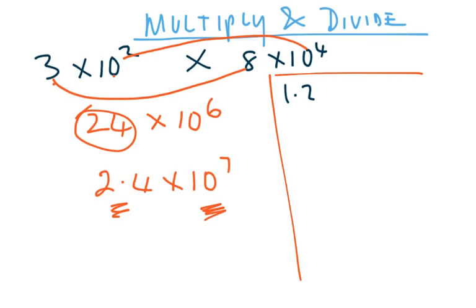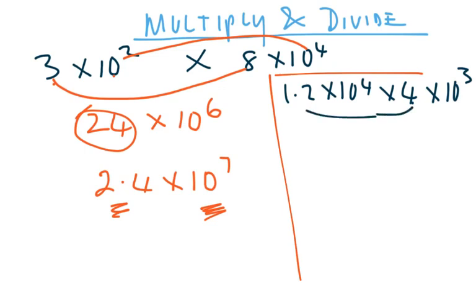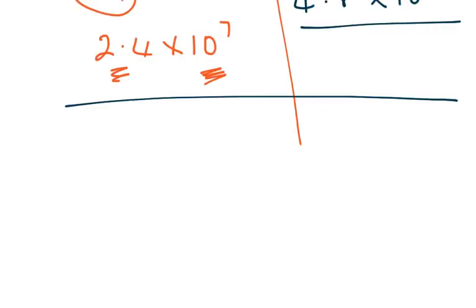Okay, let's do another example. We'll say 1.2 multiplied by 10 to the power of 4 times 4 multiplied by 10 to the power of 3. So it's 4 multiplied by 1.2. I can multiply those together. That gives me 4.8 times 10 to the power of 4 multiplied by 10 to the power of 3, which is equal to 10 to the power of 7. And that's good.